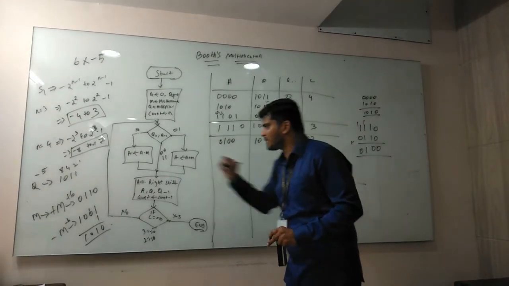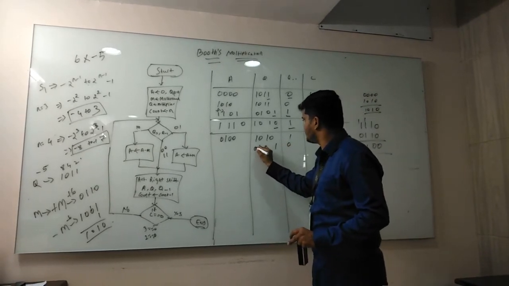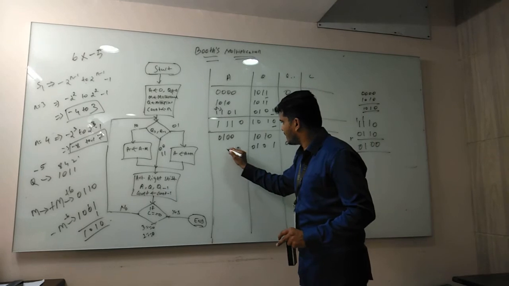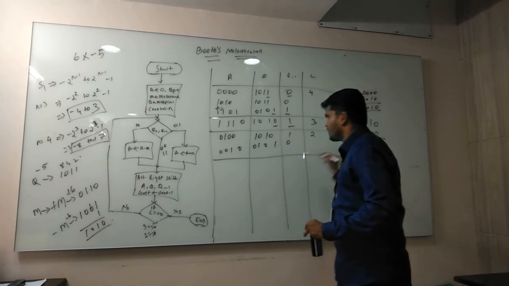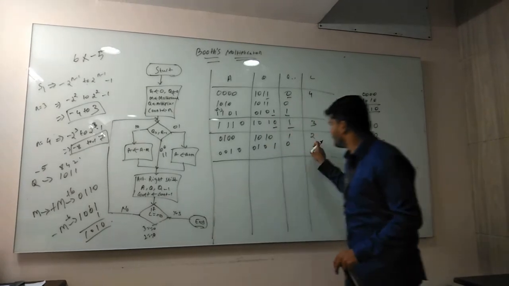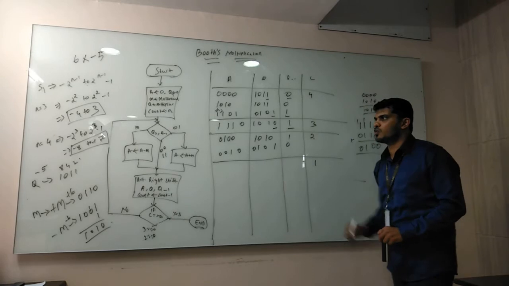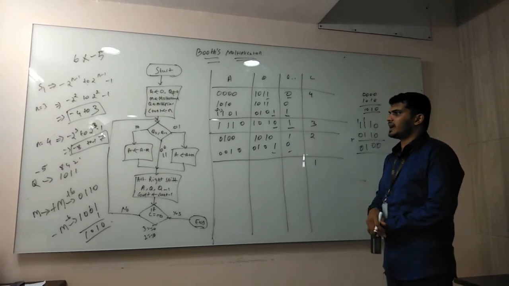So then you do an arithmetic right shift. So 1 needs to go out of the box, 0, 1010, 0, 1, 0, 0. So now you decrement the counter, 2 becomes 1. Check if the counter is 0, it's not equal to 0, you go back again and check Q0 and Q minus 1.